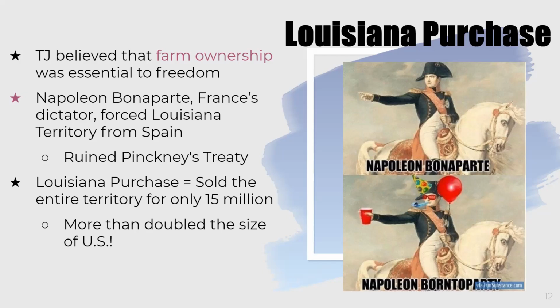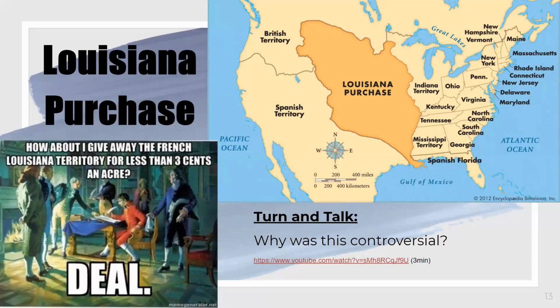And they offered 15 million for the entire area, and it sold. It was such a steal. It more than doubled the size of the US. It was less than 13 cents an acre. This entire plot of land. So why was this so controversial?